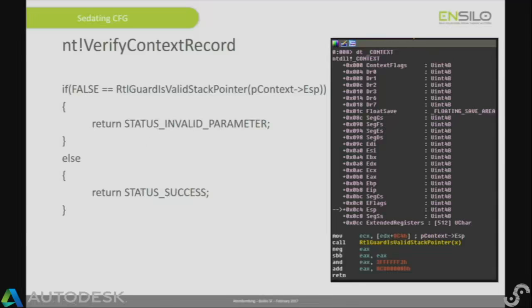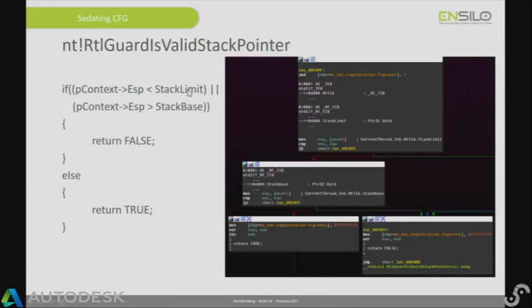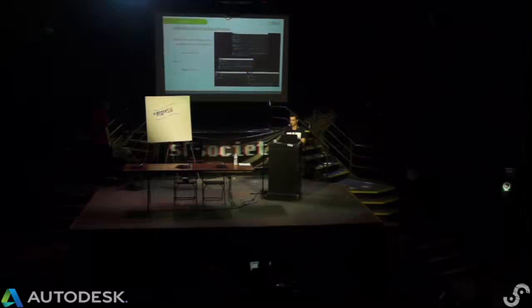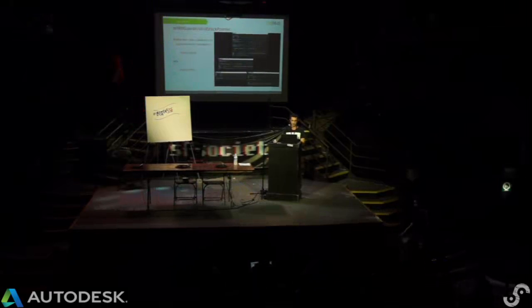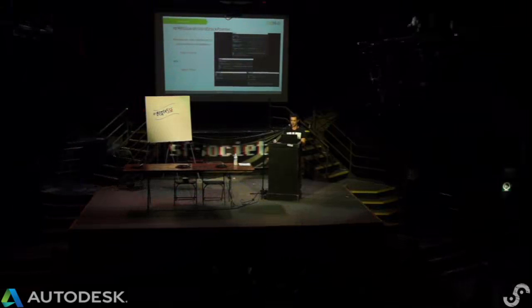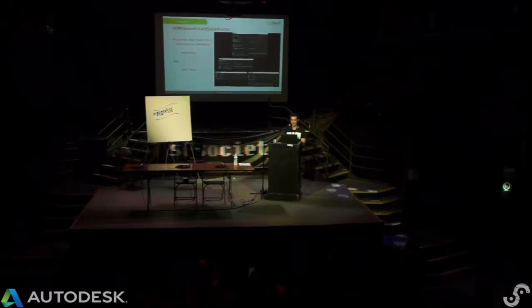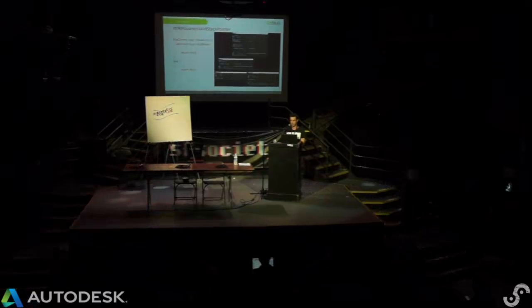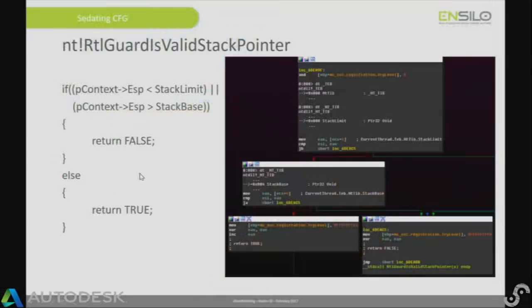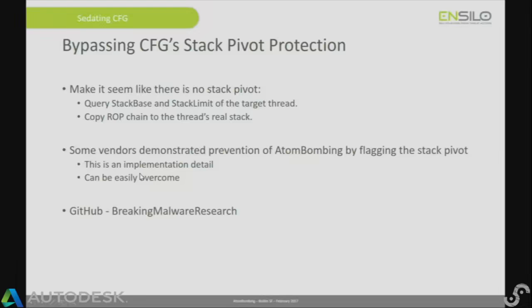So we take a look at RtlGuardIsValidStackPointer. We can see that what it does is it loads the TEB from the ETHREAD. Then from the TEB it loads the TIB. Then from the TIB it references the stack limit and stack base of the thread, and then checks whether the new value for ESP is between the stack limit and stack base. If it's below the stack limit or above the stack base, it'll return false. Otherwise, it'll return true. So what we'd like to do here is make it seem like there is no stack pivot.